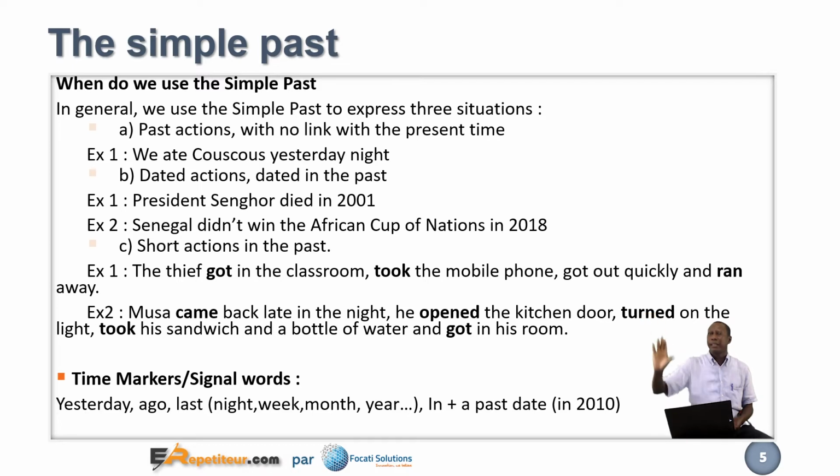En français, PDS. Another example of short actions. Musa came back late in the night. He opened the kitchen door, turned on the light, took his sandwich and a bottle of water, and got in his room. Now, let's talk about the time markers, or the signal words. Whenever you see yesterday, ago, last, like last night, last week, last month, last year, etc. Plus, in, plus a year, or a day. Example, in 2010.